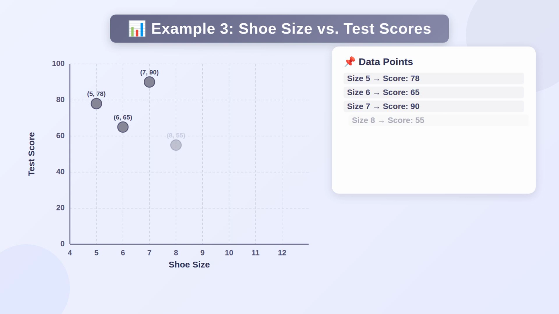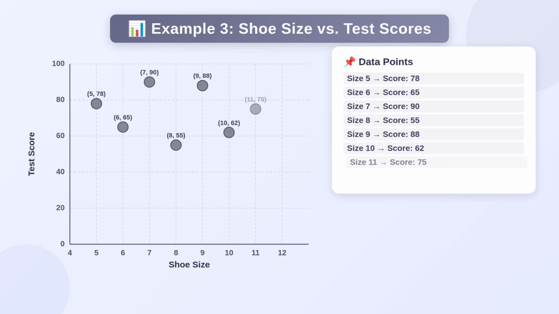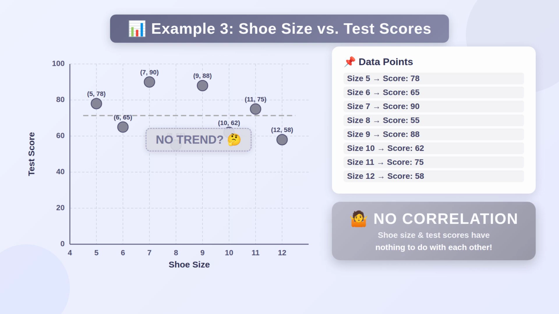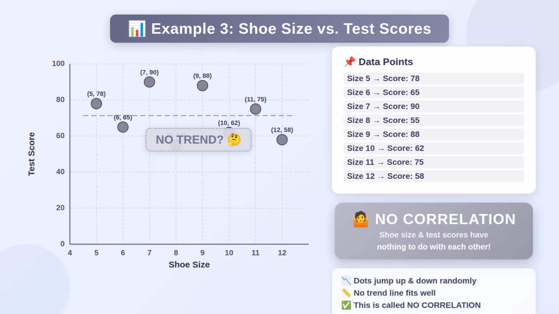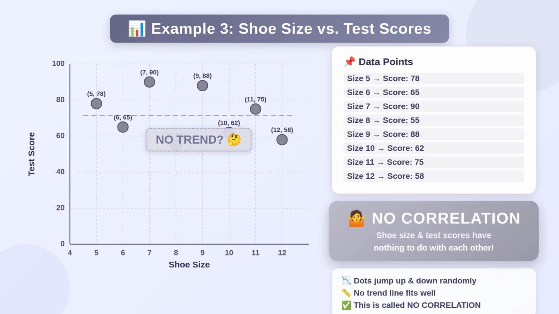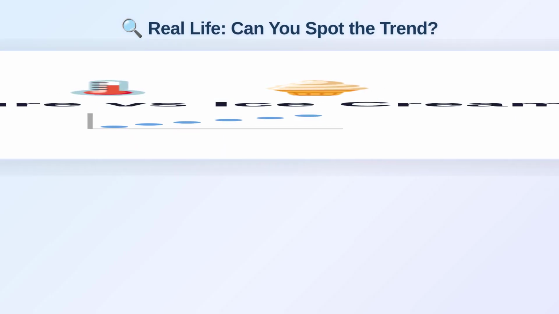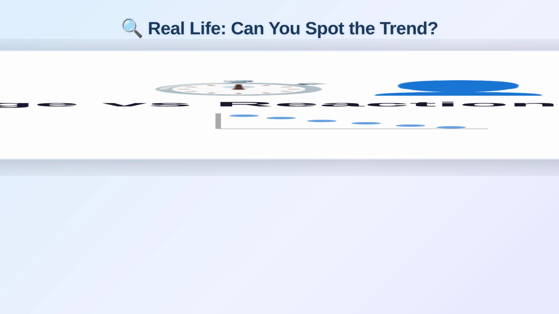Here's Maya's third scatter plot, shoe size versus test scores. A student with size 5 shoes scores 78. Size 6 shoes, score is 65. Size 7 shoes, score is 90. Size 8 shoes, score drops to 55. Size 9 shoes, score jumps back up to 88. Do you notice anything? The dots are jumping all over the place, up, down, scattered randomly. There's no pattern here at all. No trend line fits nicely through these dots. That means there's no correlation. Shoe size and test scores have nothing to do with each other. Phew! Ready to test what you've learned?